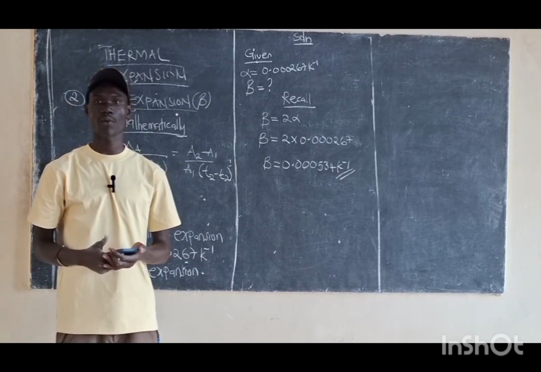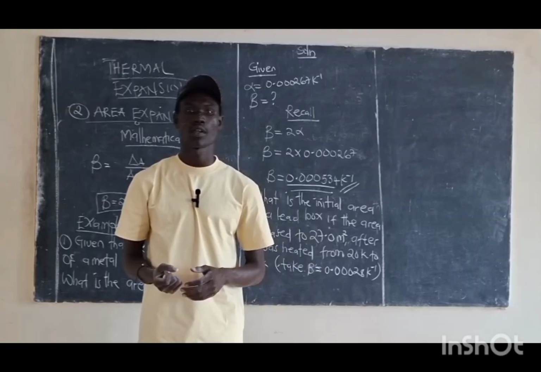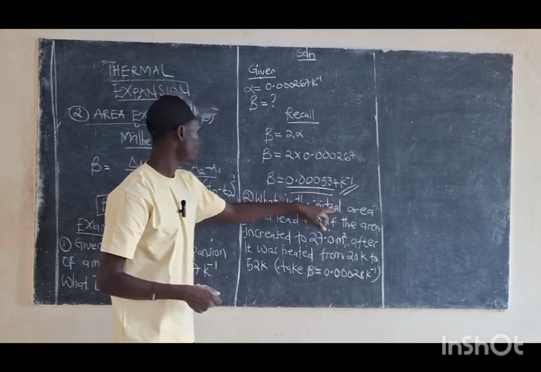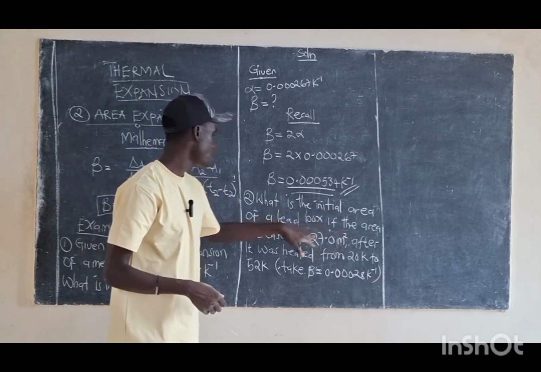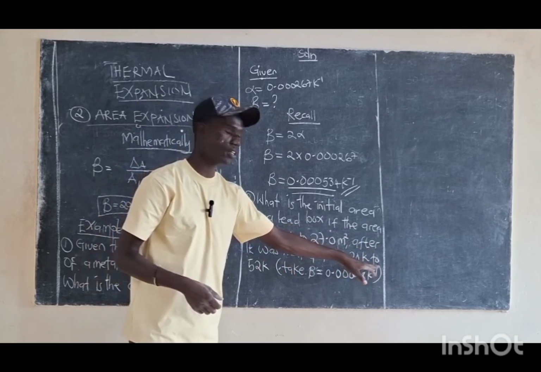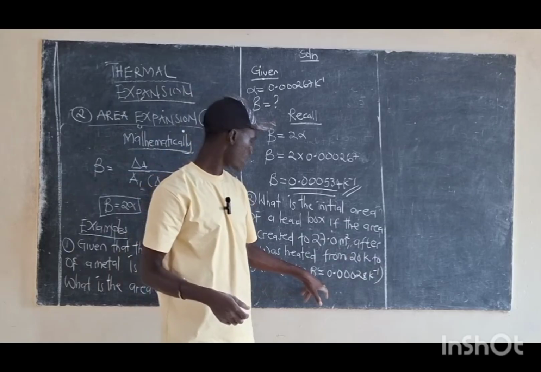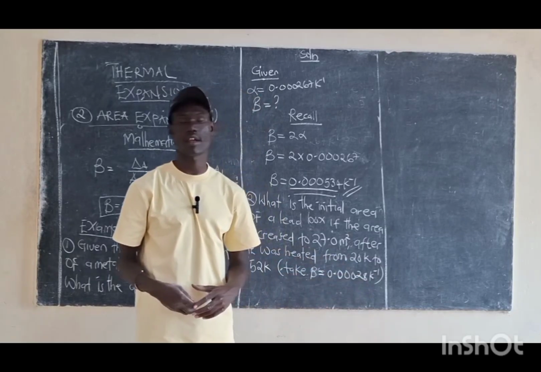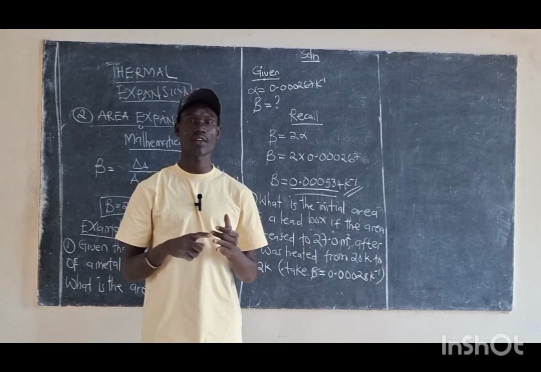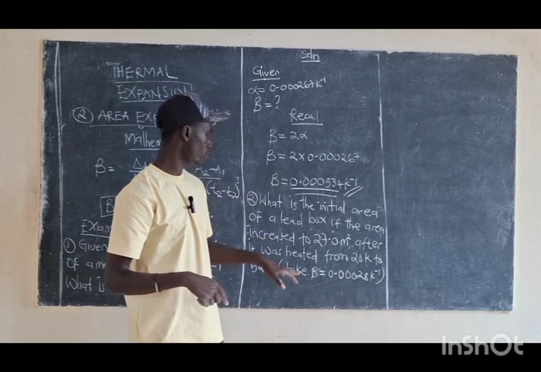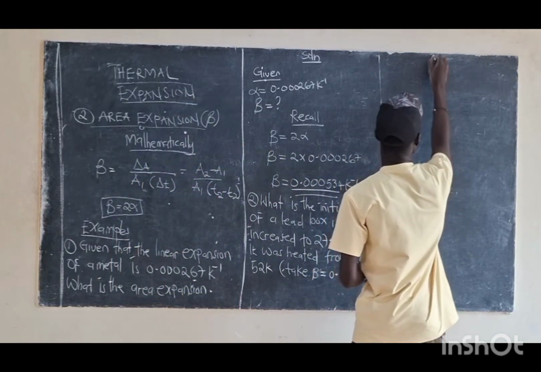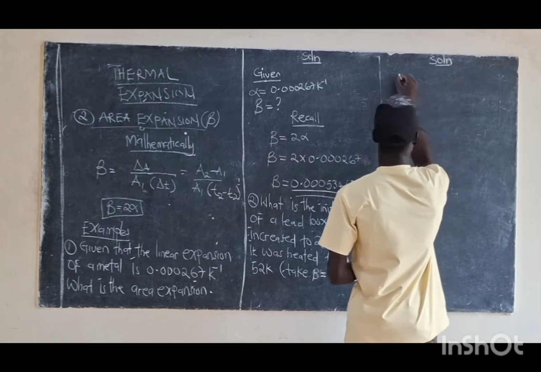Let's look at example 2 and see how to solve problems under area expansion. This is our example 2. It says, what is the initial area of a lead box if the area increased to 27.0 meters squared after it was heated from 20 Kelvin to 52 Kelvin? Take beta as the figure given here. Here we are looking for the initial area. We are given the final area, the initial and final temperatures, and the beta expansivity. So let's write down the given parameters. Solution. Given.